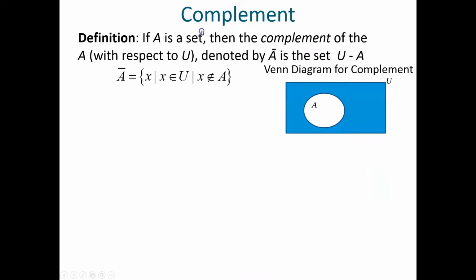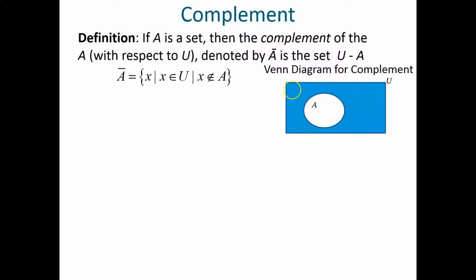Next set operation we're going to look at is called complement. So the definition of it is if A is a set, then the complement of the set A with respect to U, denoted by complement A, is the set U minus A. U is the universal set. So basically a complement of a set means any element that are in the domain or the universal set that are not in the set.